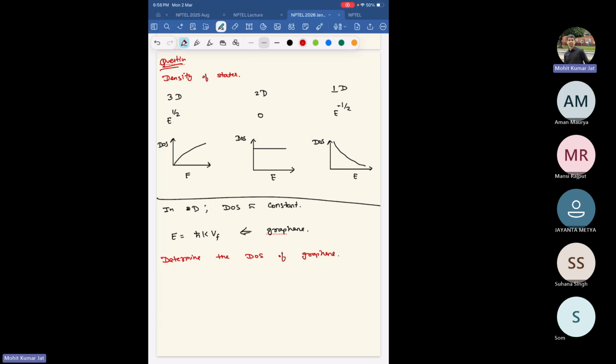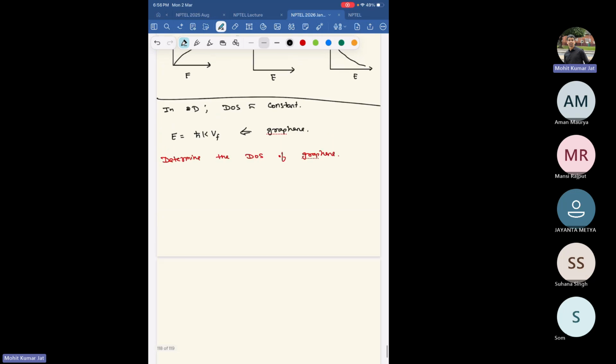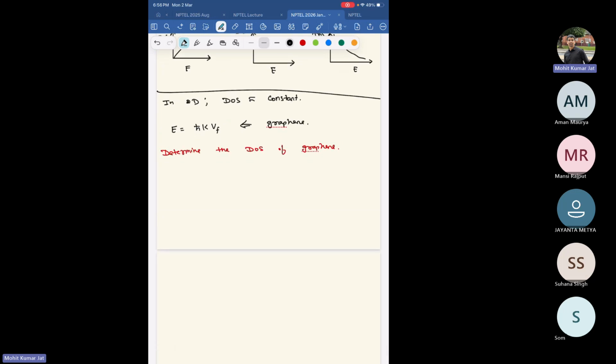So first we'll have to find a relation between carrier density and the wave vector k, and then we'll move on to find the relation for the density of states. Okay, so in two dimensions, again, same theory which we have done, the total number of states will be equal to the integral over the real space. This is the real space and this is k space.